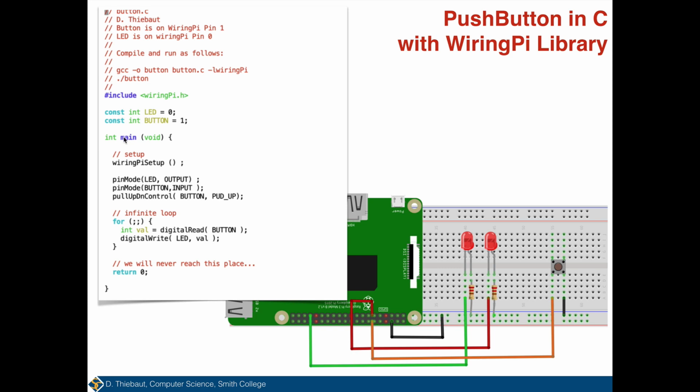wiringPiSetup inside my main function. Pin mode: LED is an output, button is an input. All right, so now I've set the direction of exchange. Pull up down control, button, pull up.